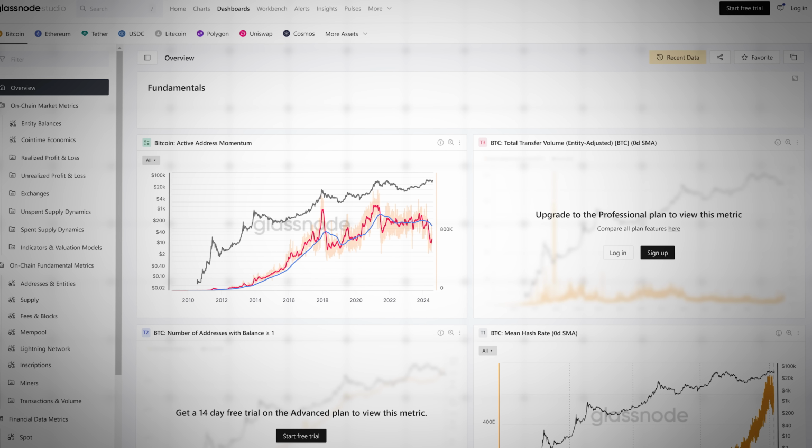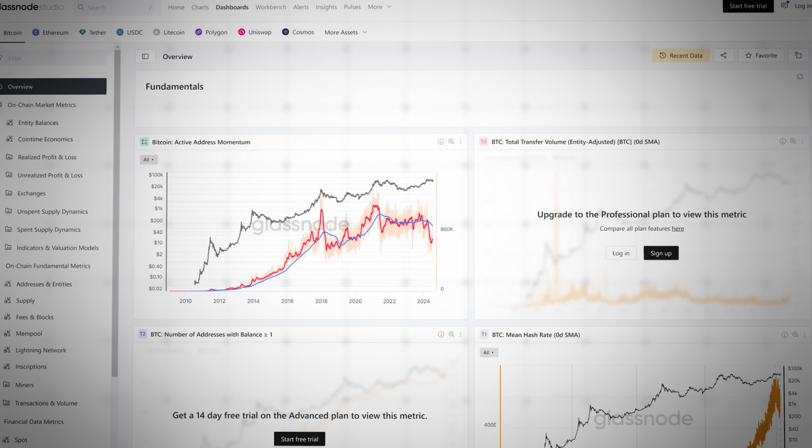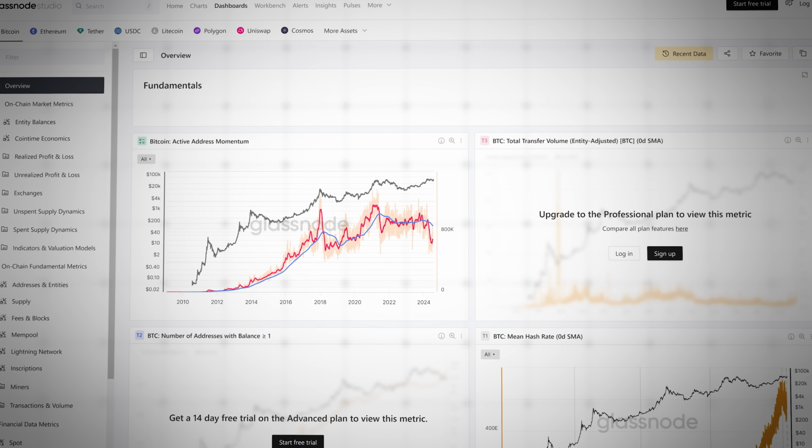Options indicators are just the tip of the iceberg compared to what else they have, especially as it relates to on-chain features. And no, this is not sponsored. I just really like the tools.